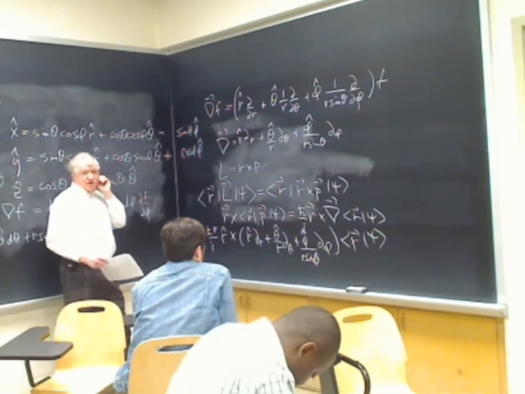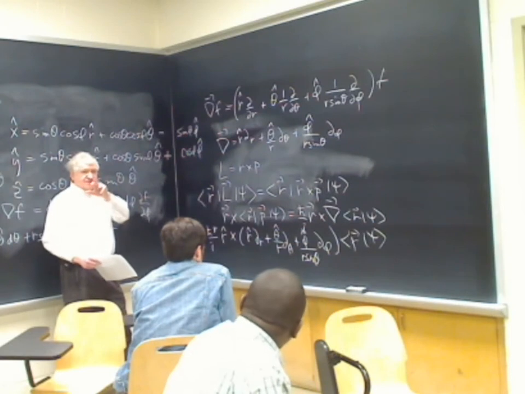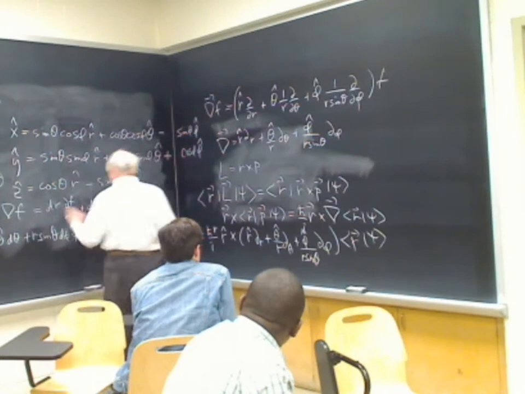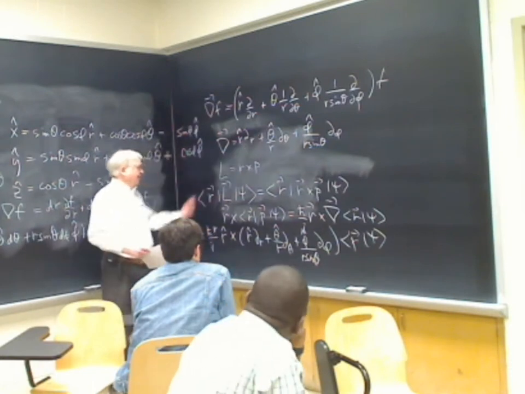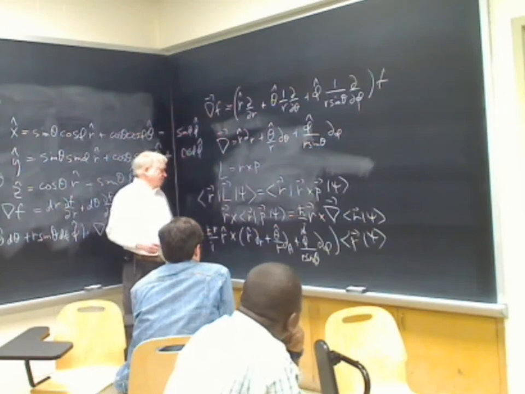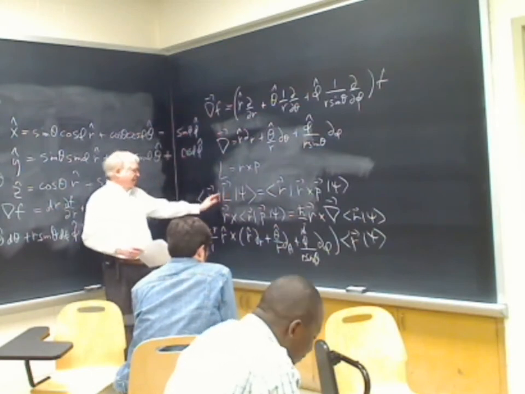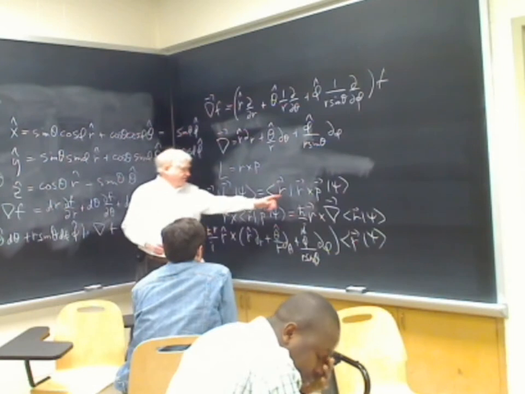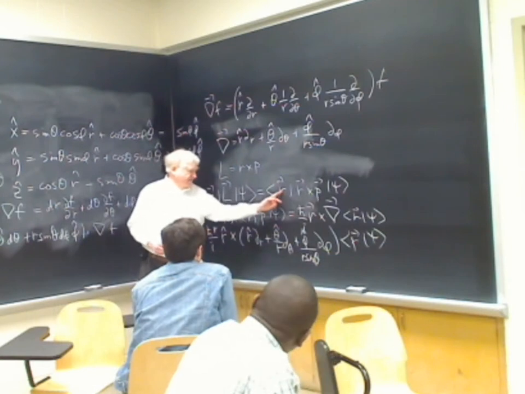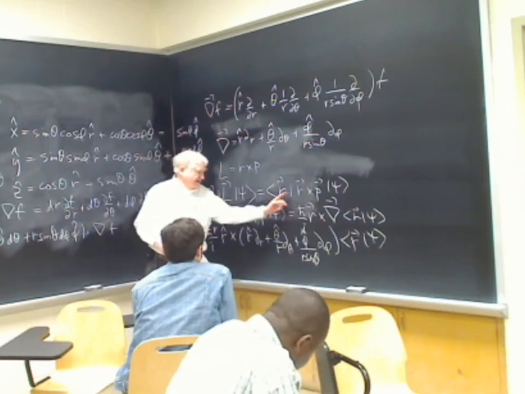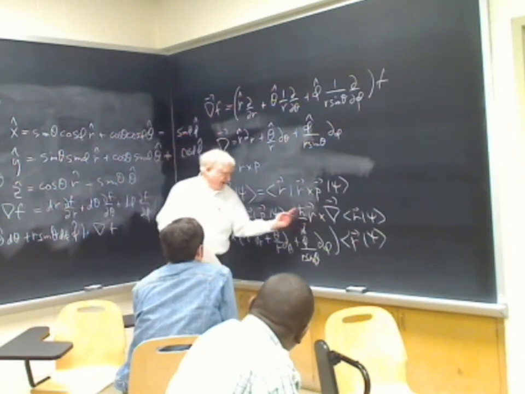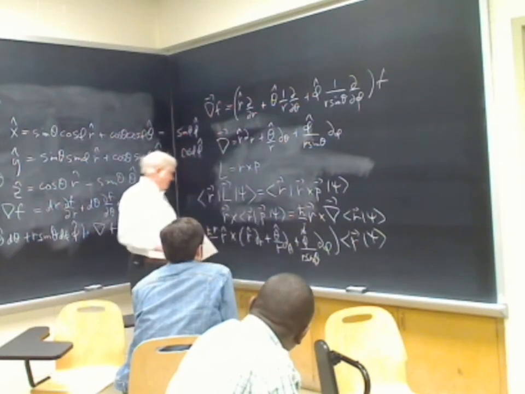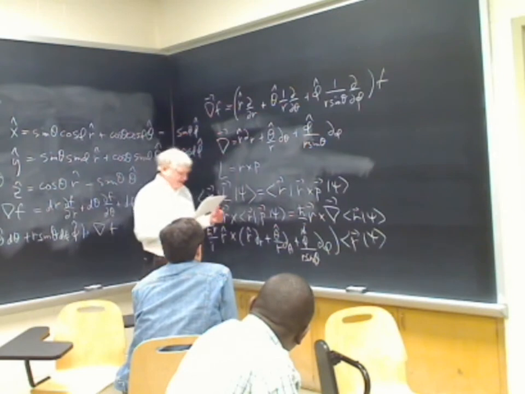Okay, so let me just repeat for one person who was out of the room for some reason. We inferred by this argument that the gradient was this in spherical coordinates. We let L equal r cross p. We take the matrix element of L. We pull out the r. This is an eigenstate of r, so this just pulls out an r. p is represented by h bar over i grad, and then I just write the gradient in spherical coordinates.